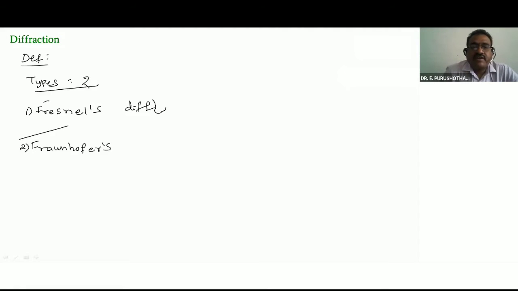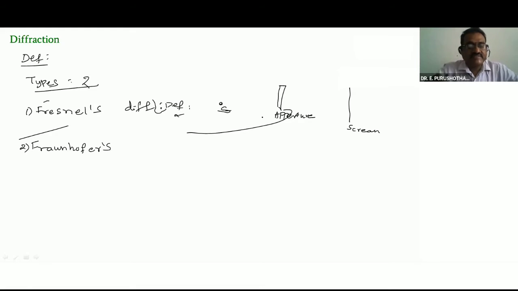So what is the Fresnel diffraction definition? For example, this is the source and the screen. This is the obstacle or aperture. What is the definition of Fresnel's diffraction?